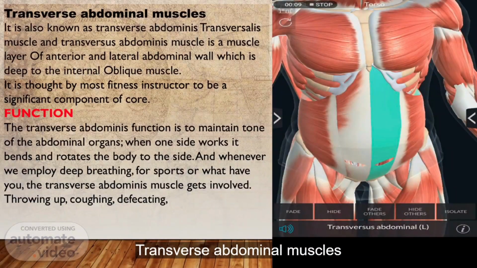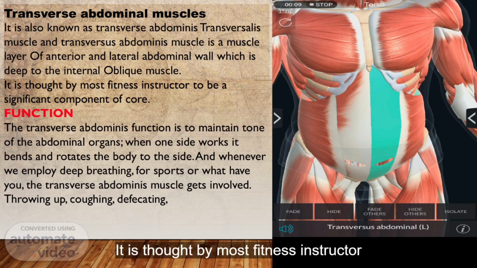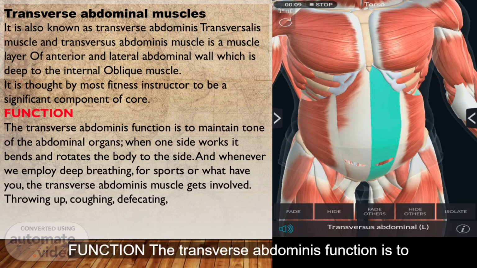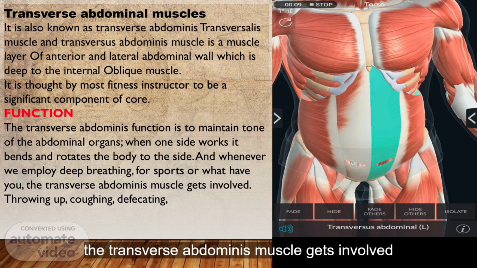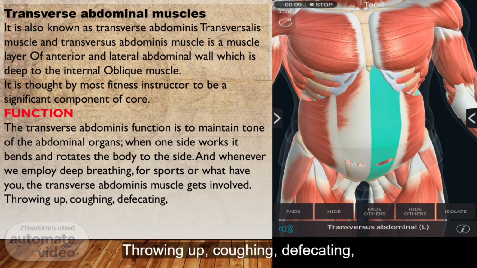Transverse abdominal muscles. It is also known as transverse abdominis, transversalis muscle and transversus abdominis muscle, a muscle layer of the anterior and lateral abdominal wall which is deep to the internal oblique muscle. It is thought by most fitness instructors to be a significant component of core function. The transverse abdominis function is to maintain tone of the abdominal organs. When one side works, it bends and rotates the body to the side. And whenever we employ deep breathing, for sports or what have you, the transverse abdominis muscle gets involved. Throwing up, coughing, defecating.